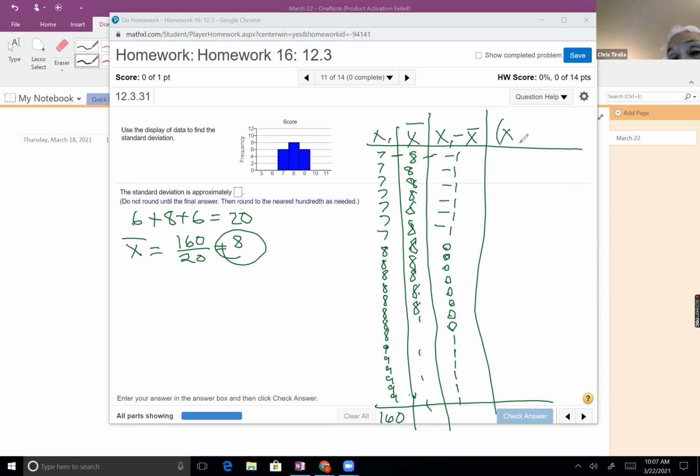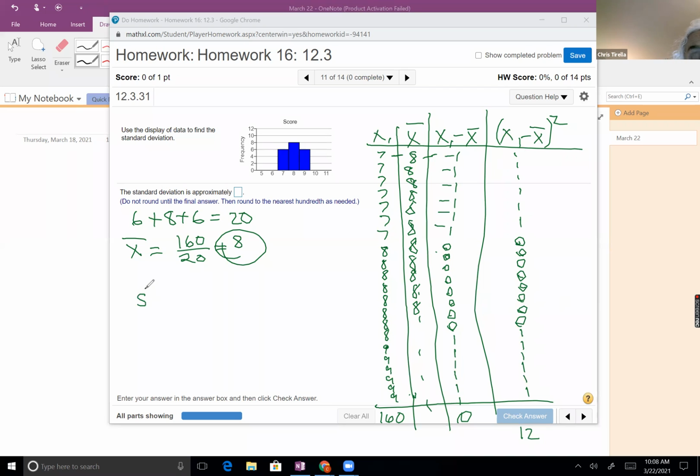Now we're going to take those differences and square them, because all those add up to 0, which does us no good. Squaring those, -1 squared is 1, 0 squared is 0, 1 squared is 1. And I have to add those up. I think I've got 12 ones, so that total is 12.